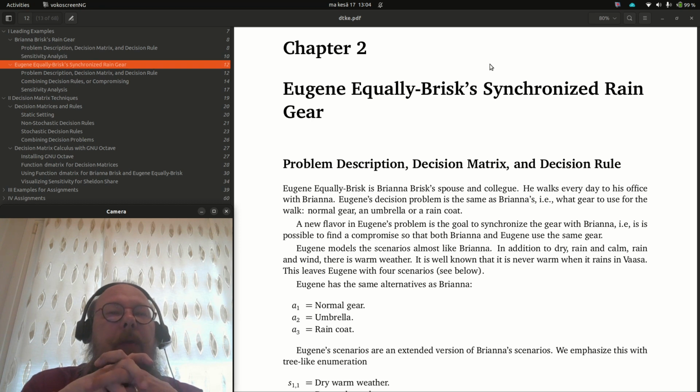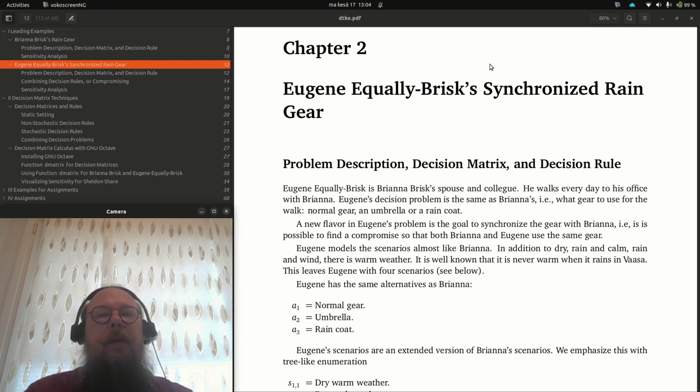So Eugene Equally Brisk is Brianna Brisk's spouse and colleague. He also walks every day to his office with Brianna, and Eugene's decision problem is the same as Brianna's, that is what gear to use for the walk, and three alternatives. The alternatives are A1 normal gear, A2 umbrella, A3 raincoat.